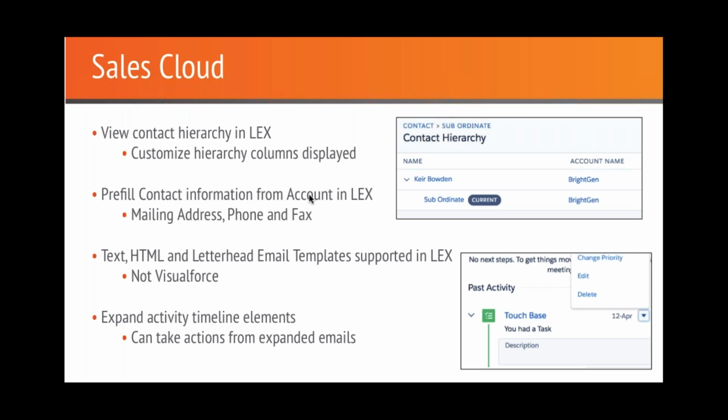And finally, you can expand entries in the activity timeline. As we've just shown there, that's a little expanded activity. And you can also take action directly from the activity. So you've got the little drop-down or pop-out button there, which allows me, on that particular task, to change the priority, edit or delete the task directly from the activity timeline. I haven't got to open the record and then go and do anything with that.